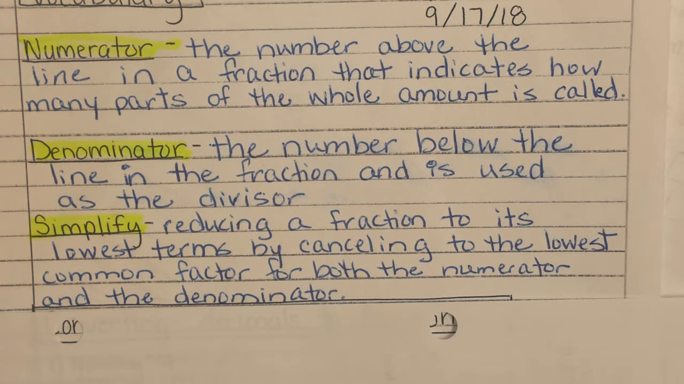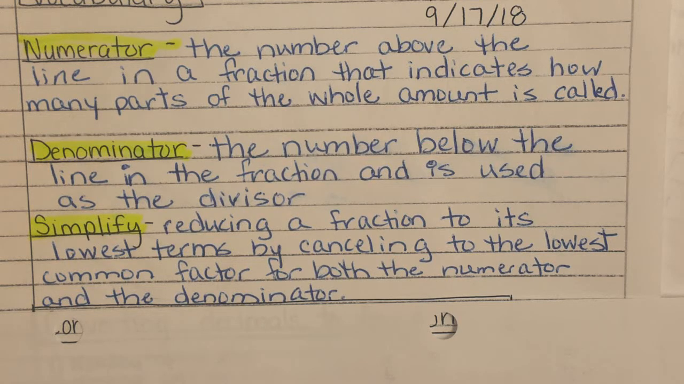They are sum, which is the answer to an addition question. Product, which is the answer to multiplication. Difference, which is the answer to subtraction. And quotient, which is the answer to division. So I'm just giving you that hint. So we have these 3 words, and sum, product, difference, and quotient. Just trying to review.